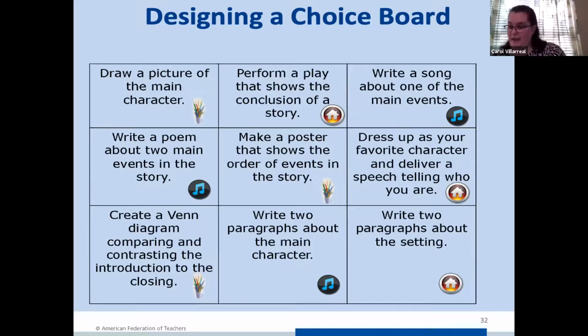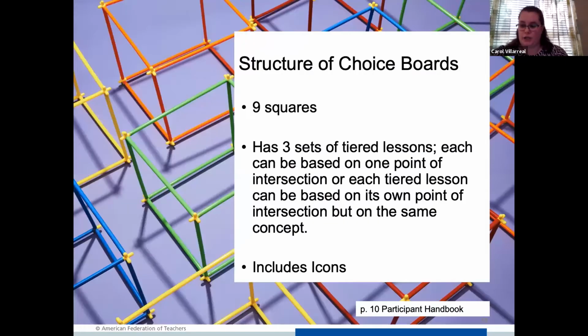So let's take a look at the next slide so we can look at how we structure a choice board. Your choice boards are always going to be 9 squares. You're going to have 3 sets of tiered lessons. Each can be based on one point of intersection, or each tiered lesson can be based on its own point of intersection, but on the same concept. And it includes the icons, which is where you're going to tier it based on on level, below level, and above level.